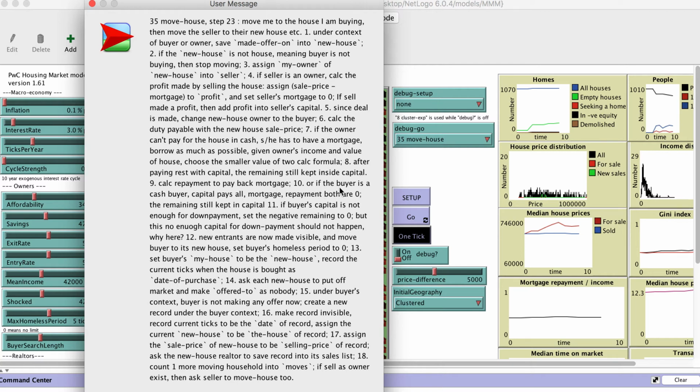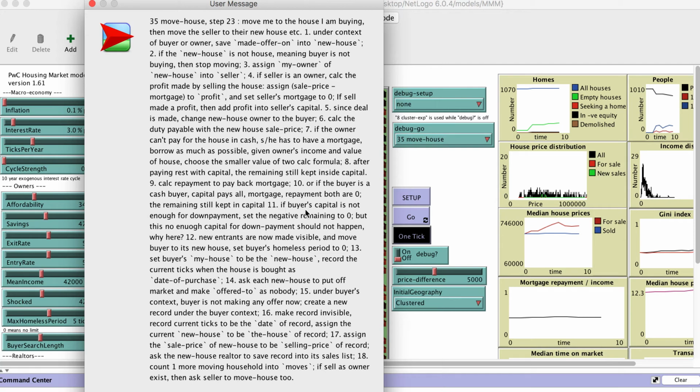But if the buyer is a cash buyer, he has a lot of cash, so the buyer just uses capital to pay all the money, all the sale price of the house after minus the duty payable. So that's why there's no mortgage needed. So mortgage is 0, repayment is also 0. And the remaining of the money will still be kept in the capital after they paid the house.